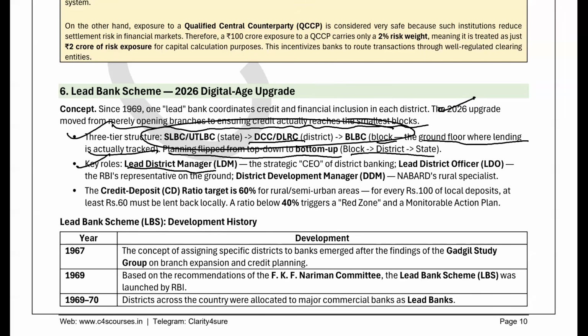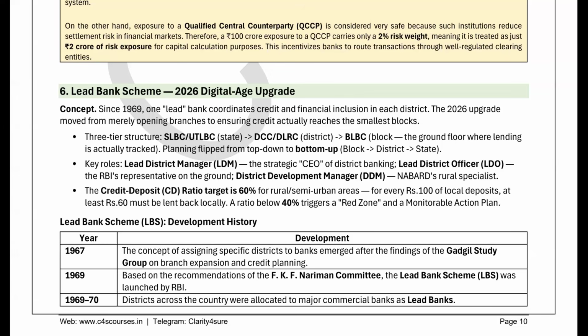Lead district manager, that is LDM, which is strategically the CEO of district banking. Lead district officer, that is LDO, the RBI representative on the ground. District development manager, that is DDM, which is the NABARD rural specialist. So please have a look in the Lead Bank Scheme. What is happening? There are three key roles: the strategic CEO of the district banking, the lead district officer LDO, the RBI representative on the ground, and the district development manager, that is DDM, the NABARD rural specialist.